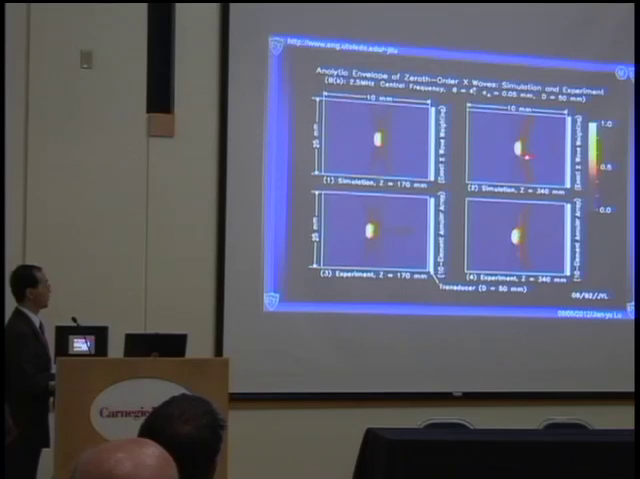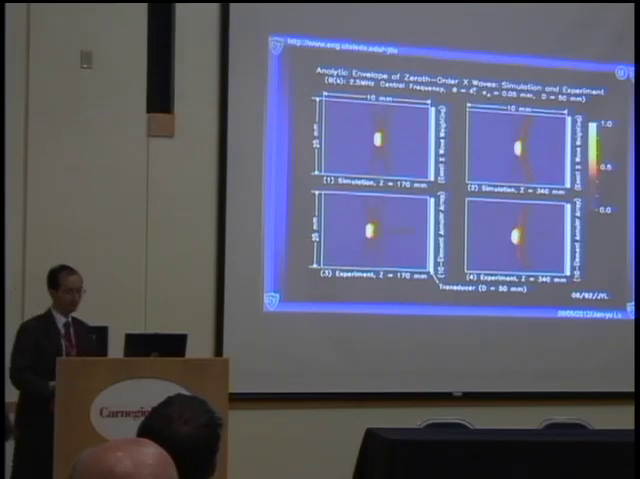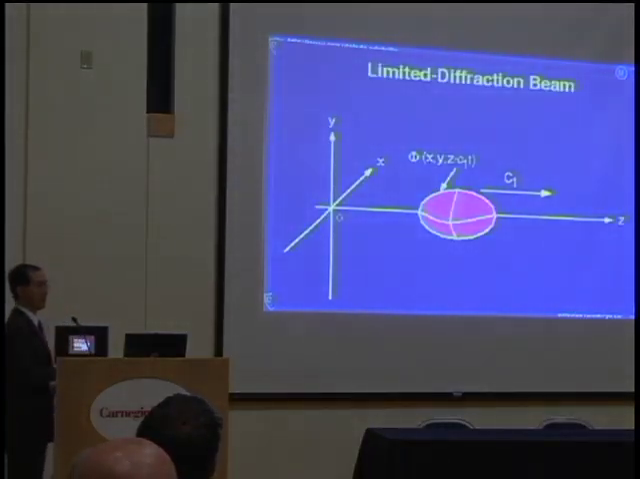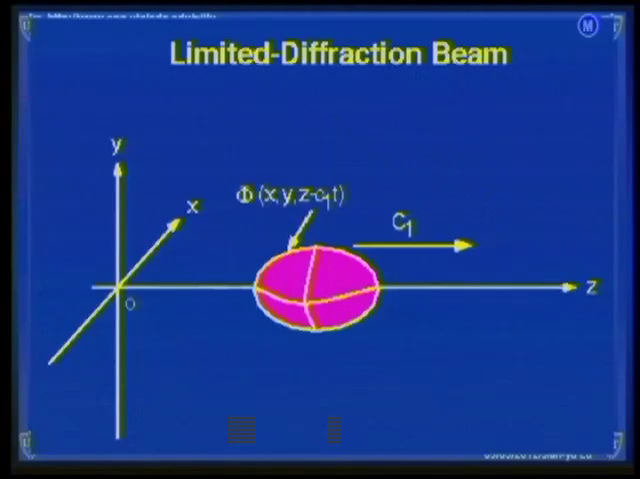This is a simulation on the top and an experiment on the bottom. You can think about X waves like a baseball type of object. Once it's projected, it goes in a straight line and keeps on going.